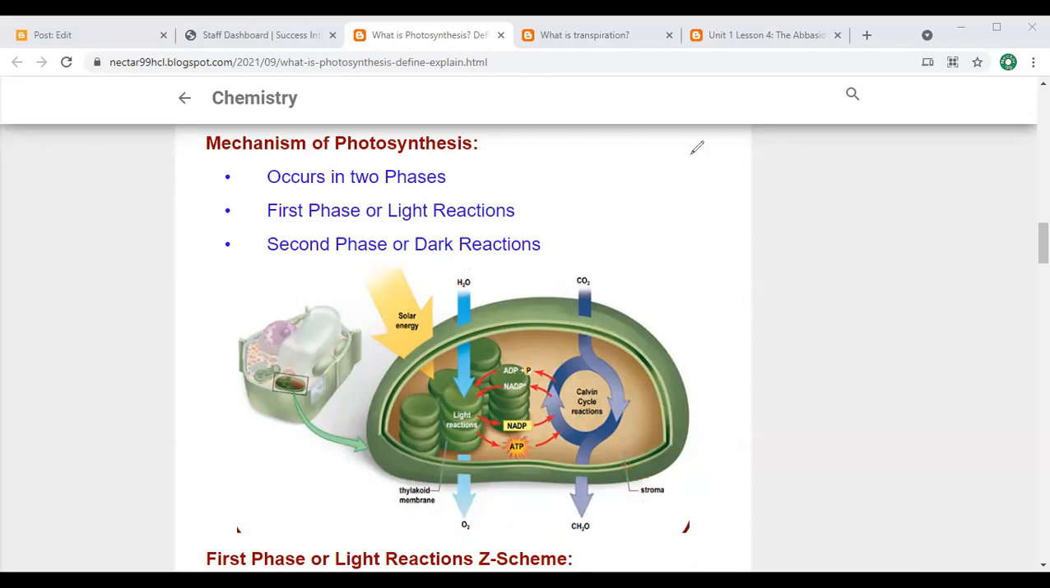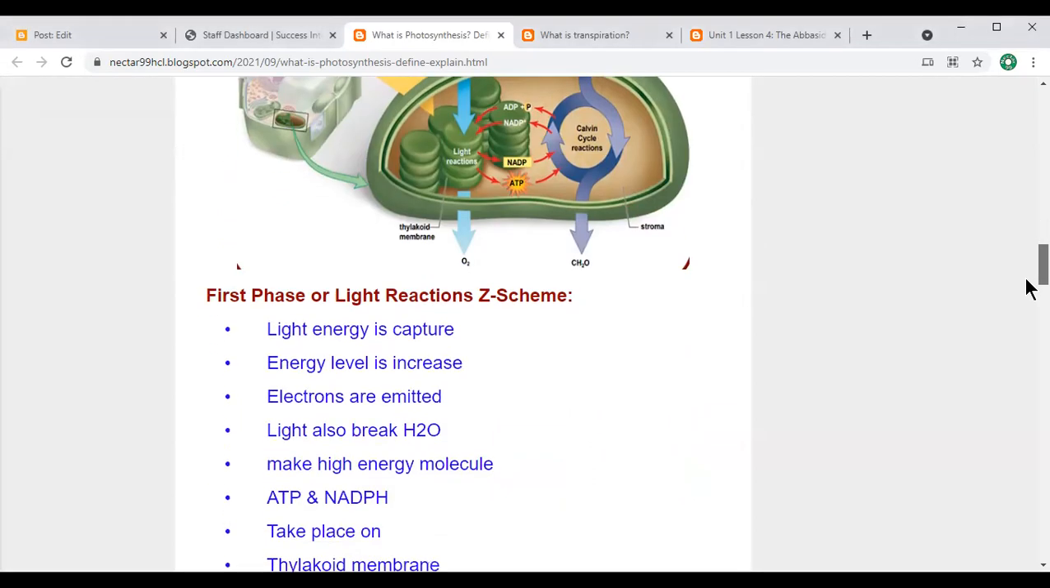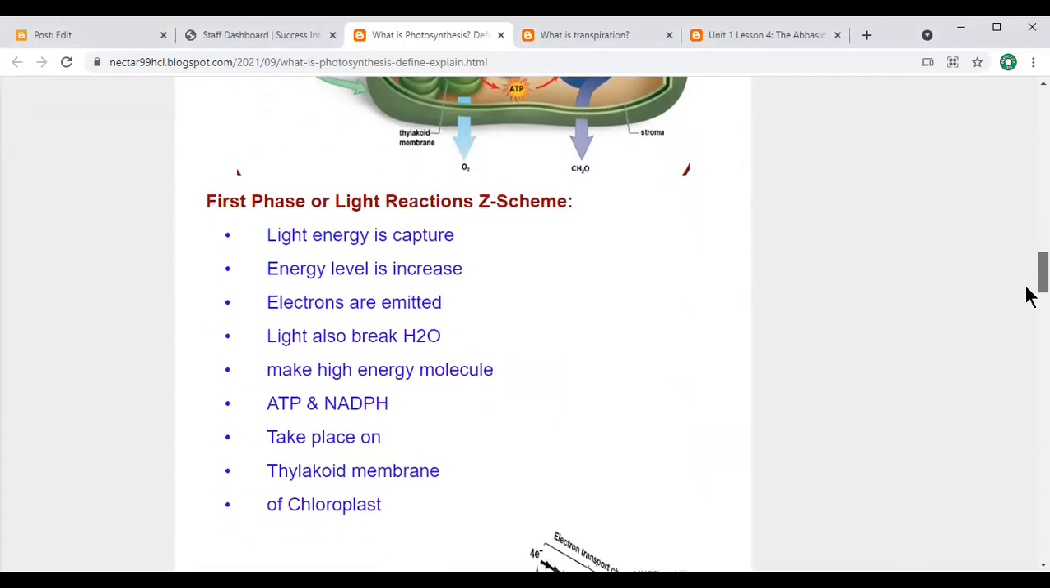Here you can see the Z phase, or we also name it the first phase, or light reaction, or Z scheme. What's happening during this? Why do we call this the Z scheme? Just try to understand this part, and I'm going to explain it in detail. So we have three names for this: first phase, light reaction, or Z scheme. Why? Because this reaction looks like a Z sign, the alphabet letter.